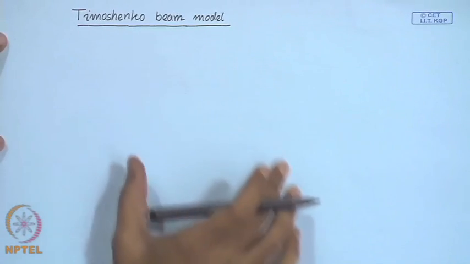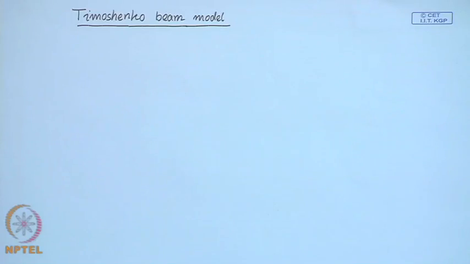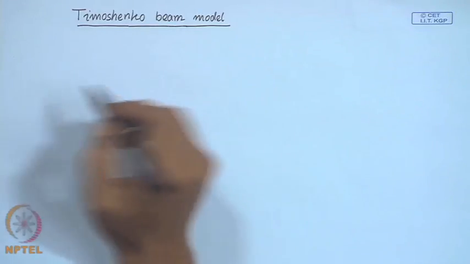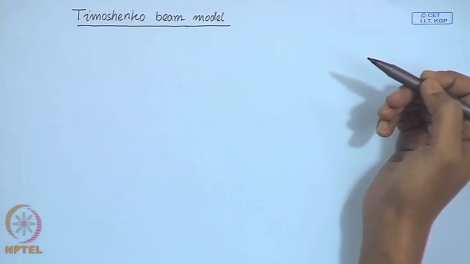The assumptions that we made in our previous lecture, that the slopes are small, the material is linearly elastic, homogeneous and isotropic, all those assumptions still hold, except that now we are going to introduce shear in our model. So, let us look at this Timoshenko beam model.